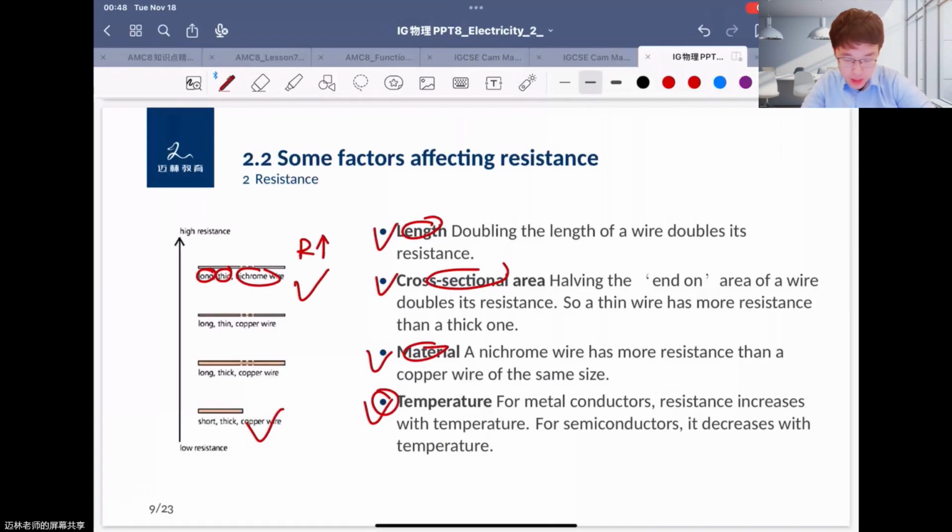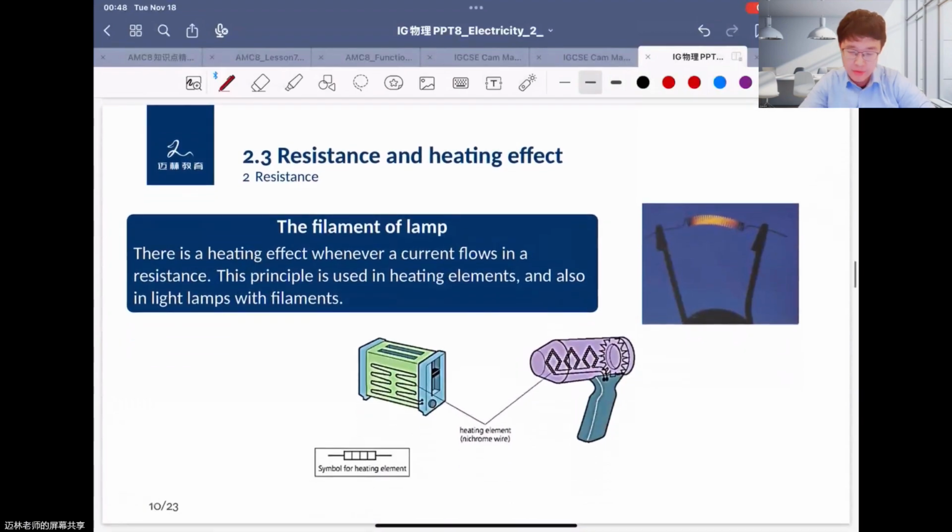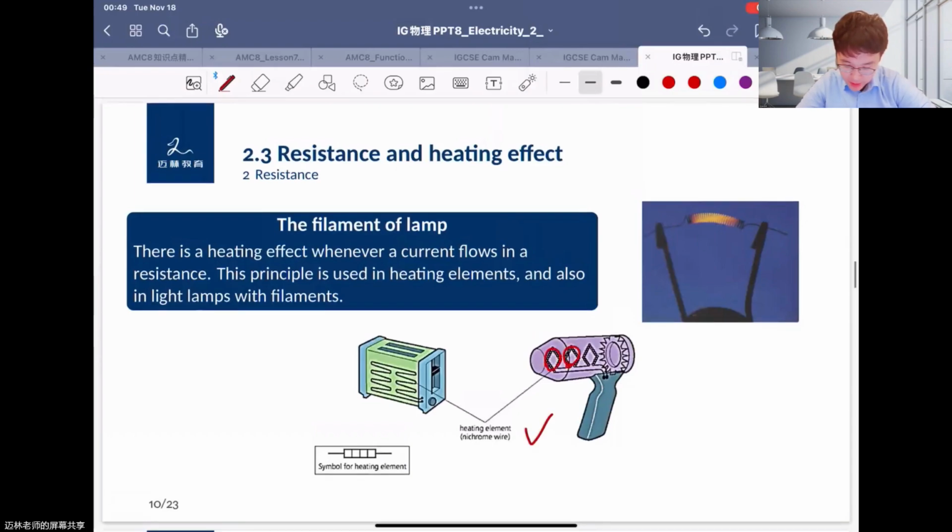So this is for some factors affecting resistance, okay? And then let's have a discussion of resistance and heating effect, okay? So here is a part about resistance and heating effect. If we're using a heating element like here, you will have to blow the wind from the machine, right? And you'll find you can just heat the resistance, right?